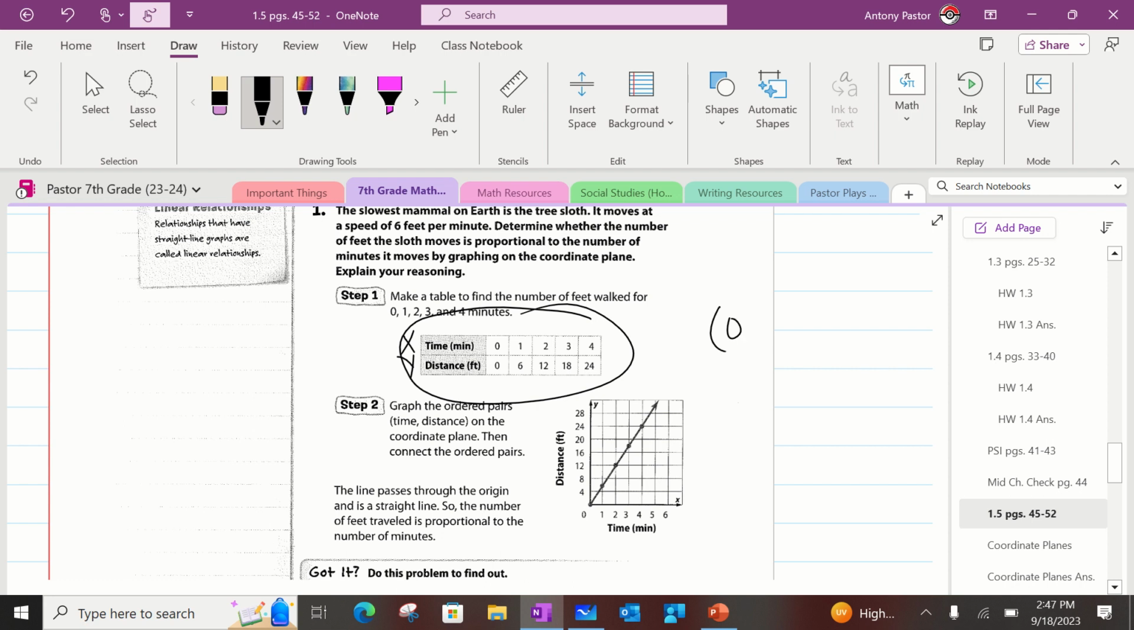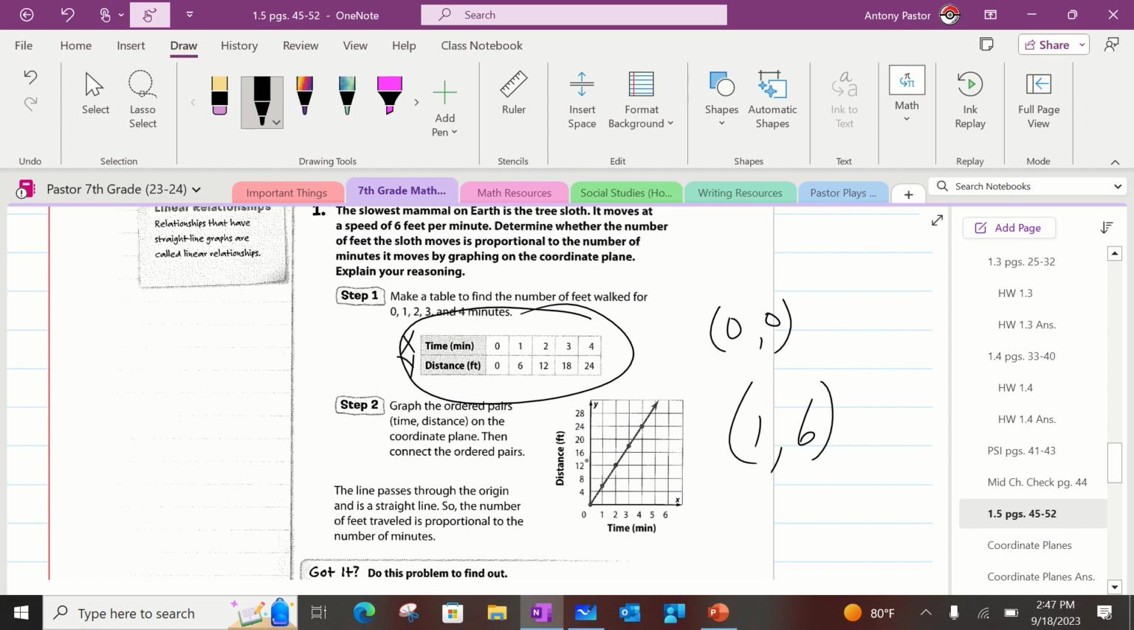So we're going to start at 0, 0. Notice we already are starting in the origin, which is good because if no time passes, the sloth's not moving. So it's 0, 0. After 1 minute, our sloth has moved 6 feet. Sloth moves at the rate of 6 feet per minute. So we'd go from here at 0, 0, go over 1 and up 6.